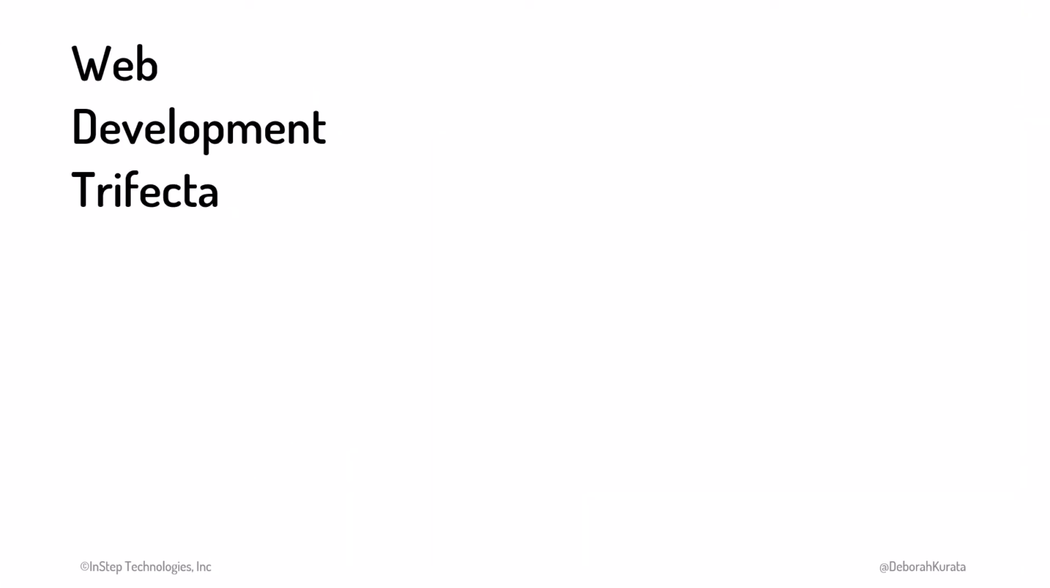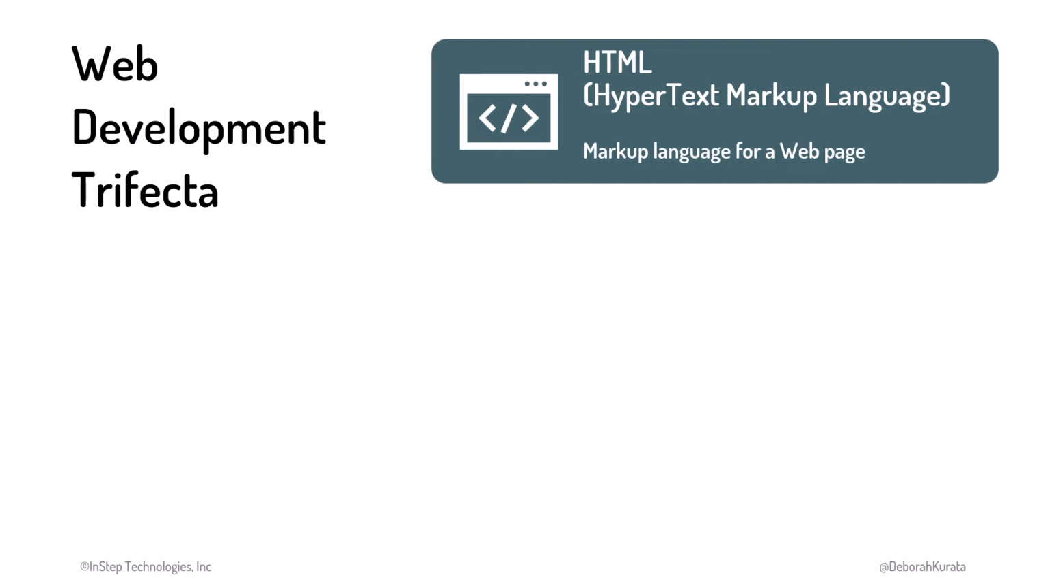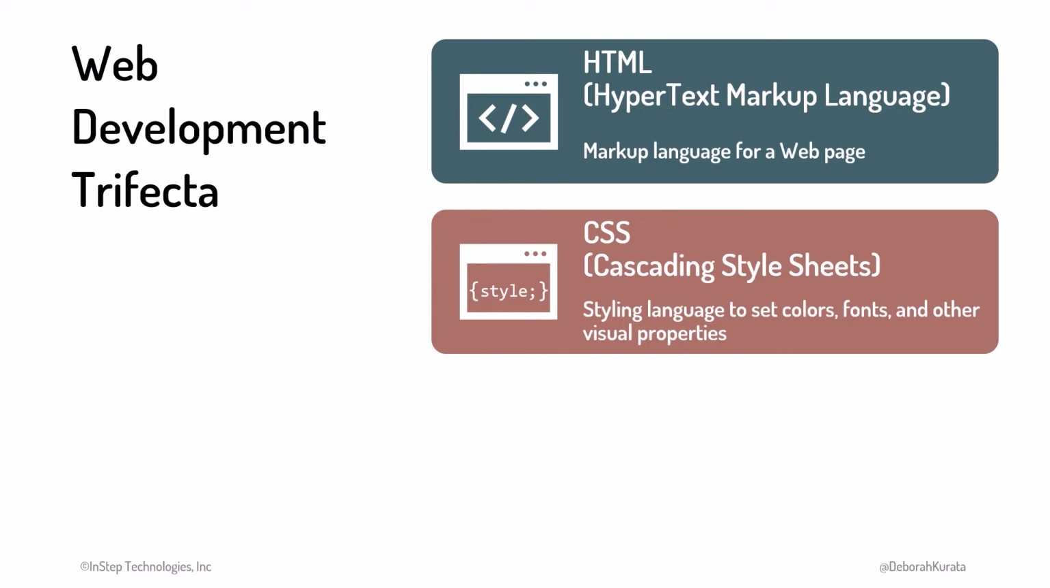HTML is part of the web development trifecta. HTML is the markup language for a web page. We use it to mark up our documents so the browser understands how to display our content. CSS, or Cascading Style Sheets, is a styling language to set colors, fonts, and other visual properties. We use it to define the style and layout for our web pages.